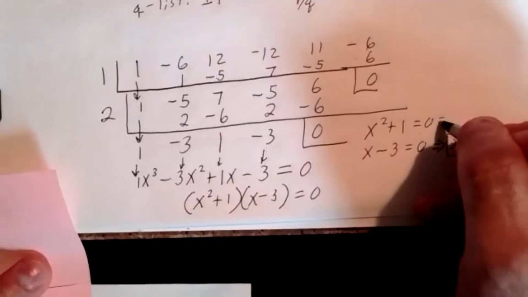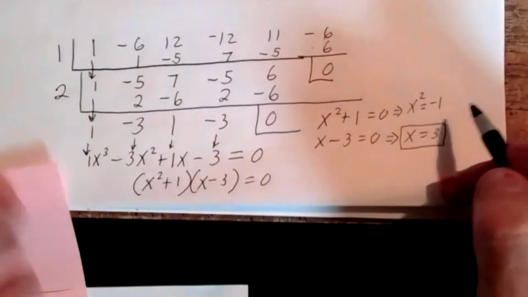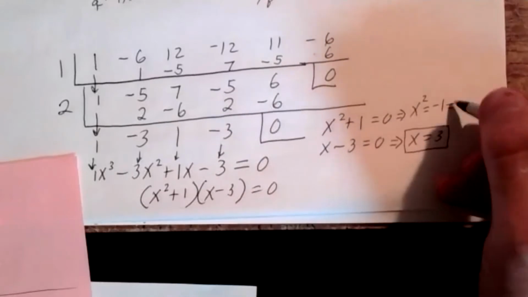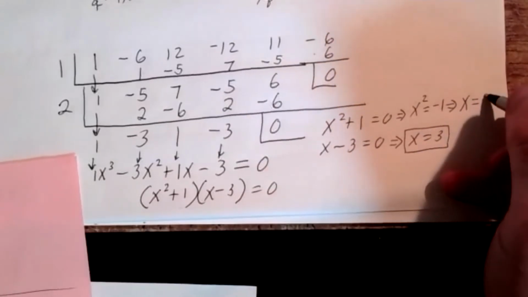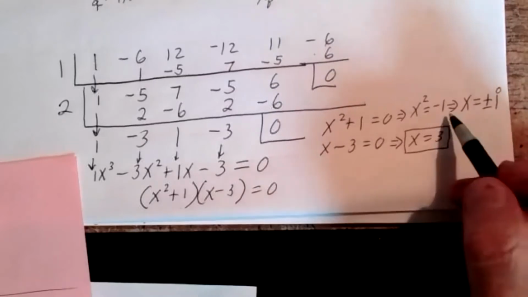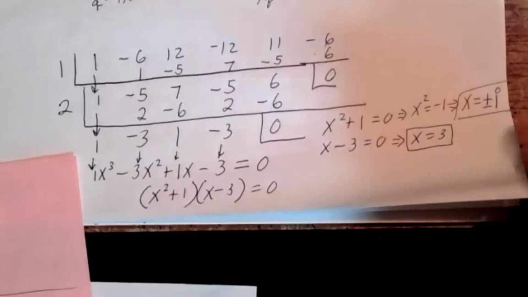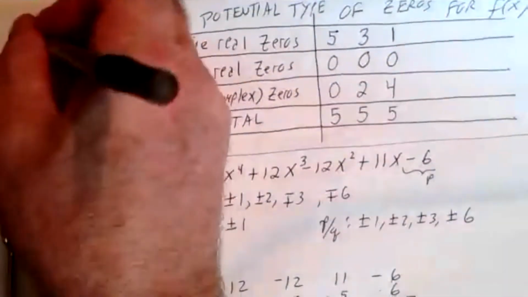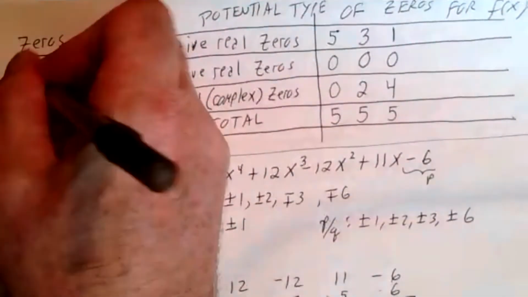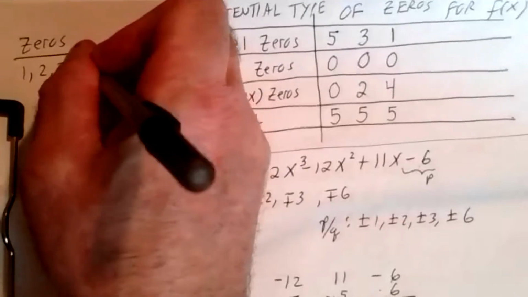Subtracting 1 from both sides, we get x squared is equal to -1. Take the square root of both sides, ladies. I'm going to solve this quadratic equation, and you get your 2 other zeros, which would be plus or minus what? I. Square root of -1 is i. You got your other 2 zeros. So let's list all the zeros of this polynomial function. What were all the zeros? 1, 2, 3, positive and negative what?